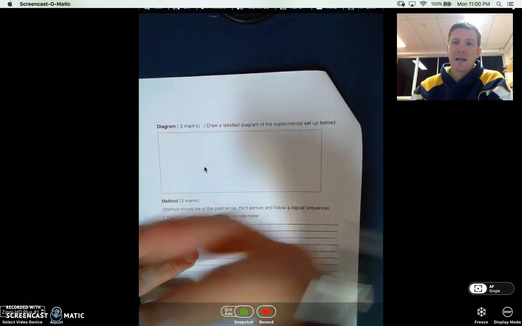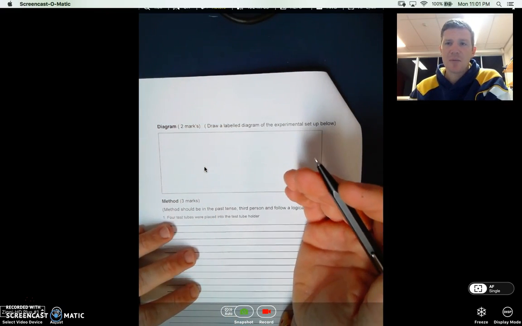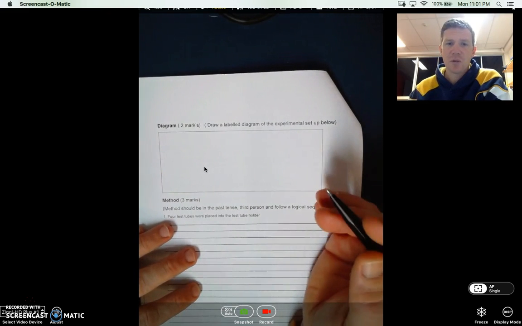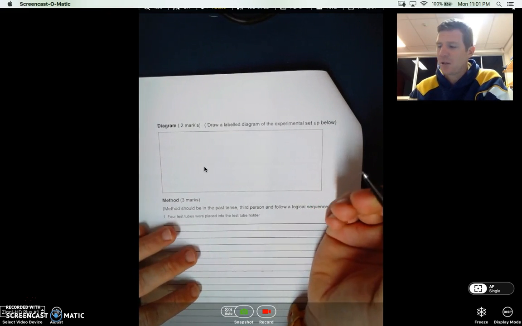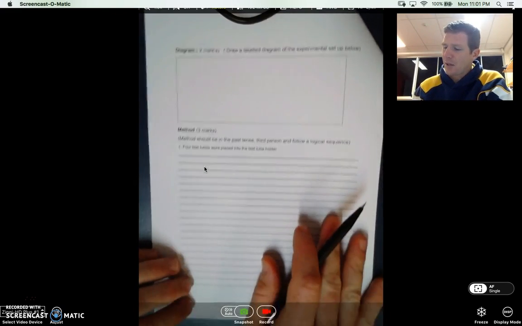The labeled diagrams I should be able to see clearly. Now, you don't have to be an artist to be able to do this well, okay, but use a ruler, and if you're going to use a pencil, use a sharp pencil, okay, make it clear. Okay, next one is your method.